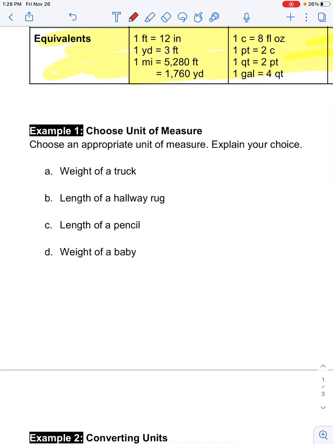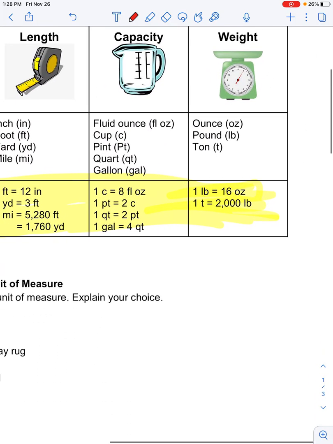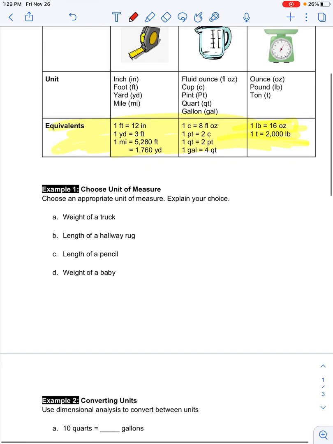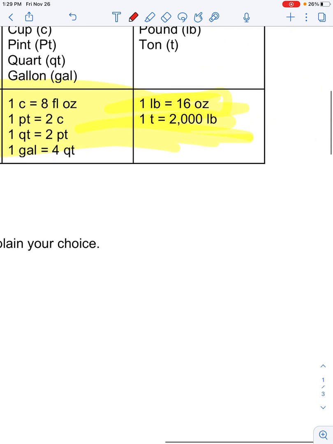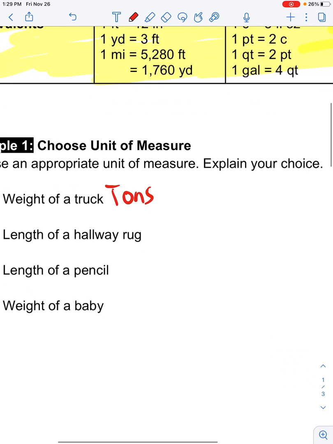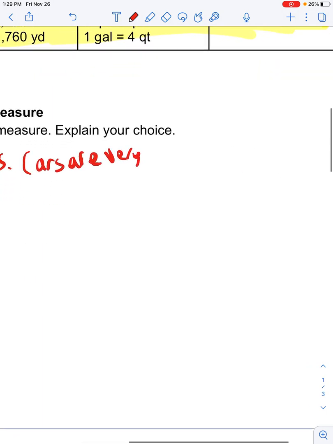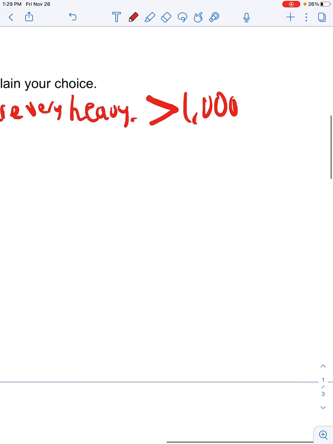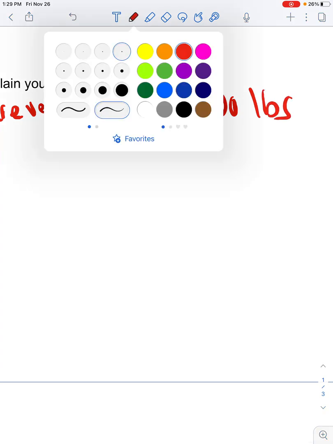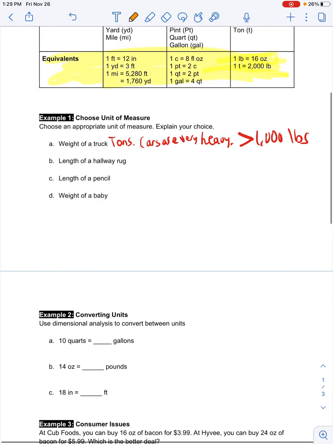So first we're just going to look at choosing an appropriate unit of measure and explaining our choice. I'm going to look at the weight of a truck. If I look at my choices for weight, I know that trucks are very, very heavy. So I'm going to do tons, because 1 ton is equal to 2,000 pounds. And I know that cars are multiple thousands of pounds, over 1,000 pounds. Because they're so heavy, that's why we're going to choose tons.